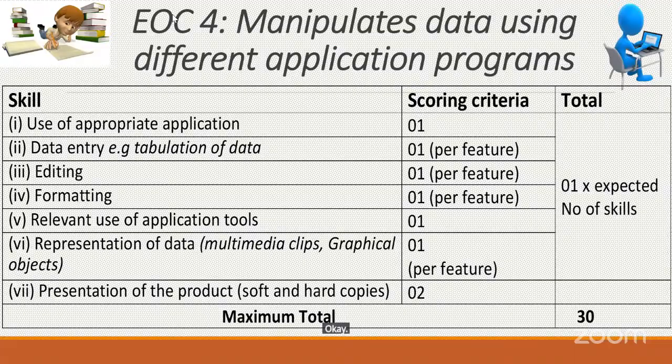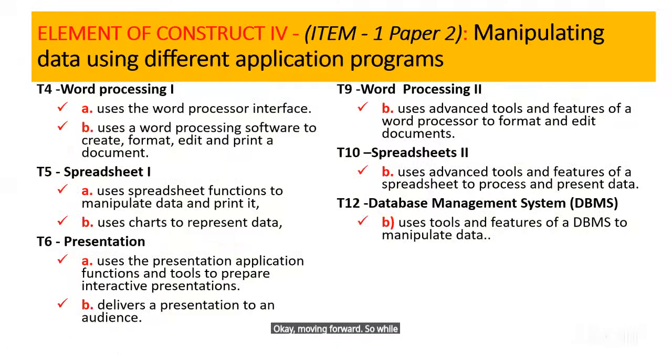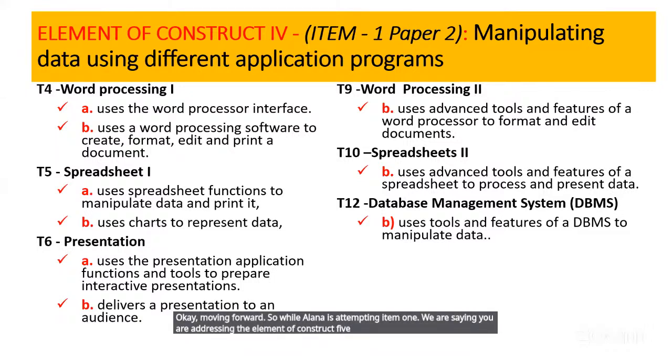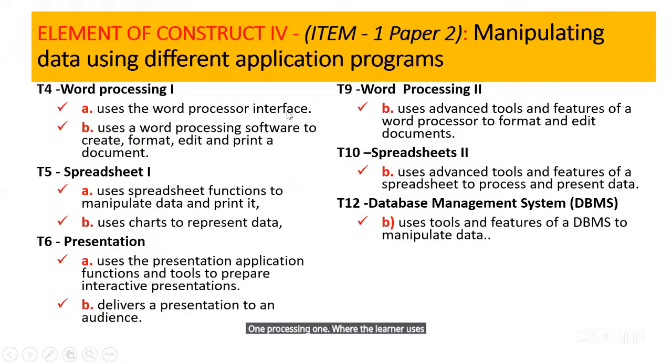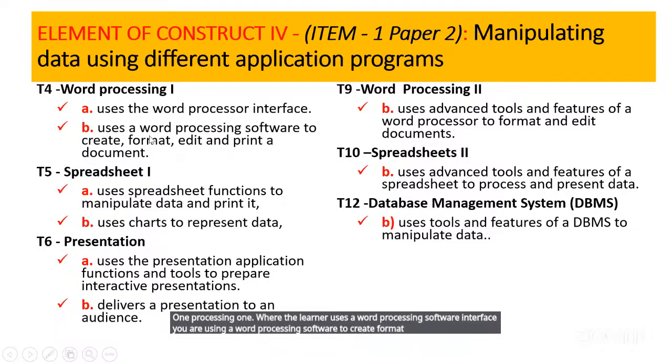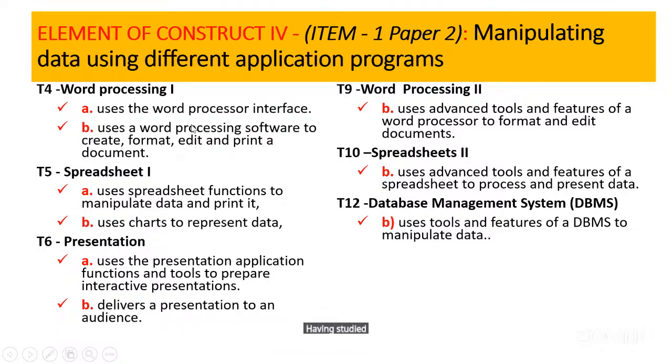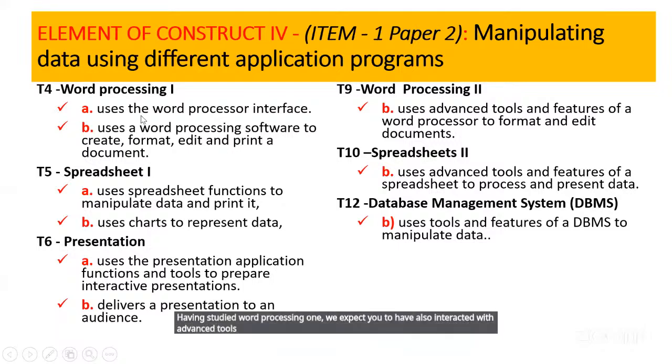Okay, moving forward. So while a learner is attempting item 1, we are saying you are addressing the element of construct 5 on the test framework, and item 1, you are manipulating data using different application programs. And these are the following programs. Word processing 1, where the learner uses a word processing software interface. You are using a word processing software to create, format, edit, and print documents. Having studied word processing 1, we expect you to have also interacted with advanced tools of word processing. So that is advanced processing, meaning topic 4 and topic 9.